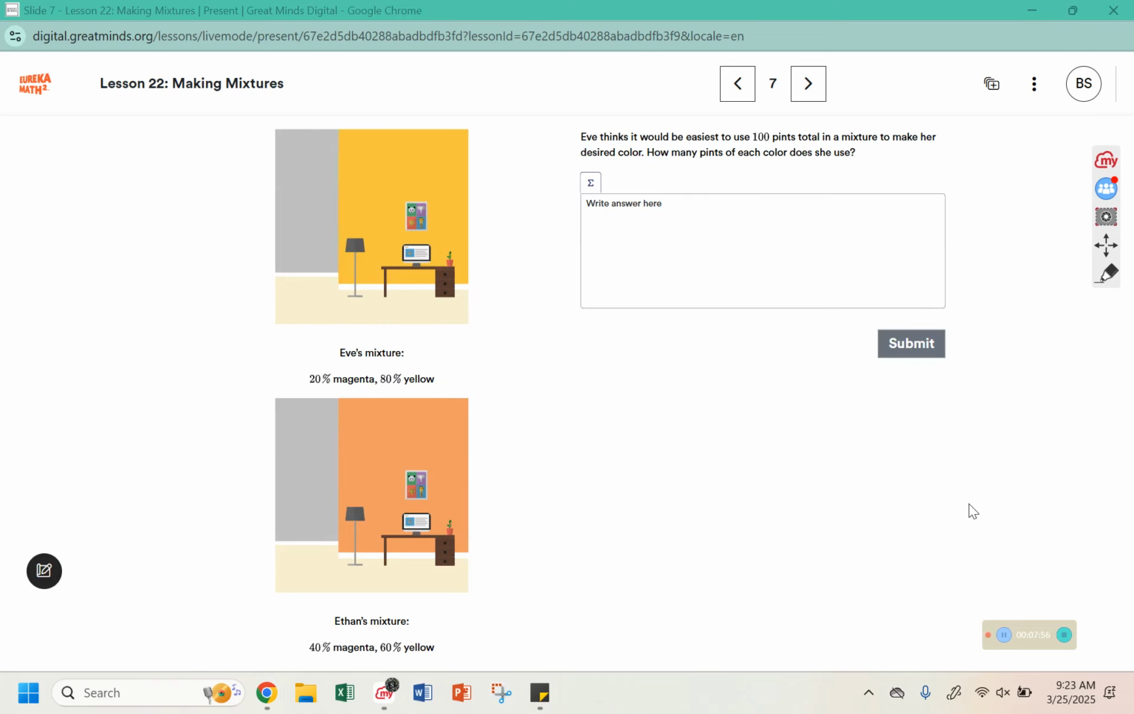Here it says Eve thinks it would be easiest to use 100 pints total in a mixture to make her desired color. How many pints of each color does she use? Well, if she's making 100 pints, 20 plus 80 makes 100 pints. So she would need 20 pints of magenta and 80 pints of yellow.